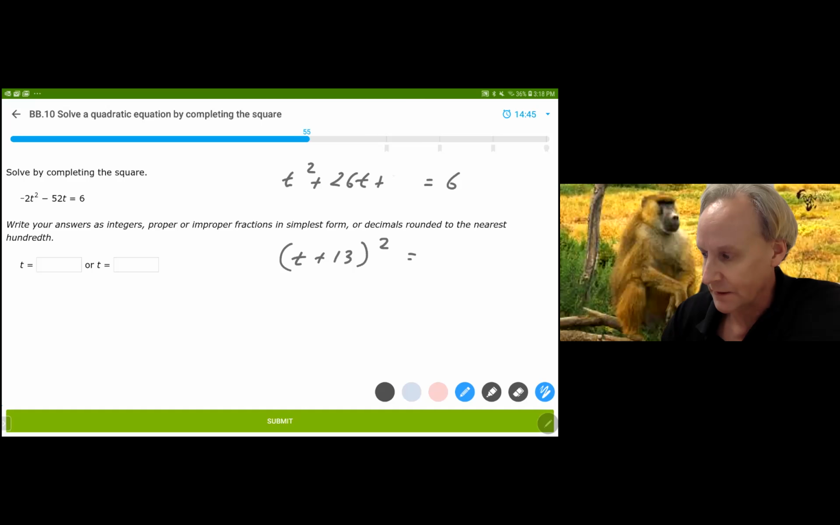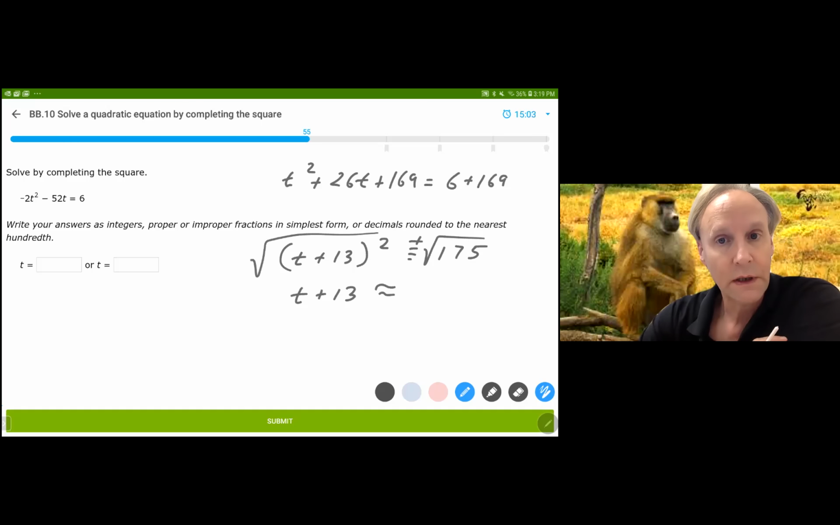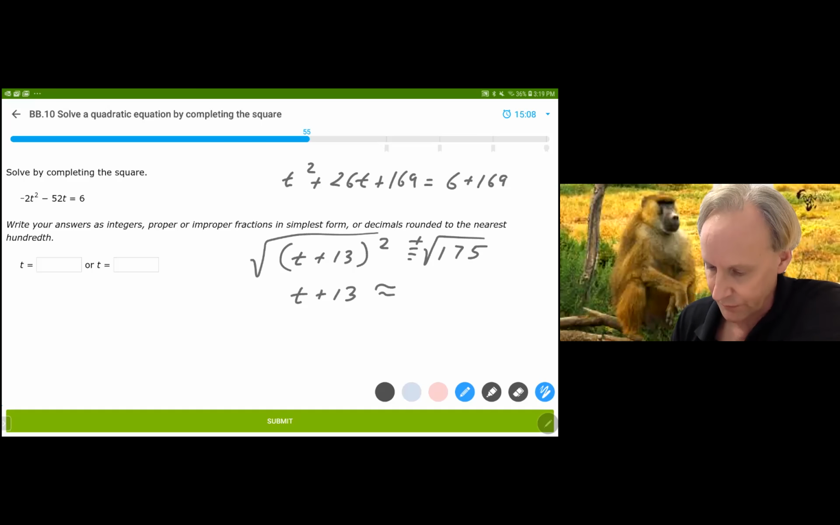And that means that I needed a 169 here, which meant that I was actually at 175. And we're going to take the square root and put the plus or minus, and t plus 13 is approximately equal to 13 point maybe 3. I'm going to guess 13.3. My square root just isn't coming. There it is. 13.23.